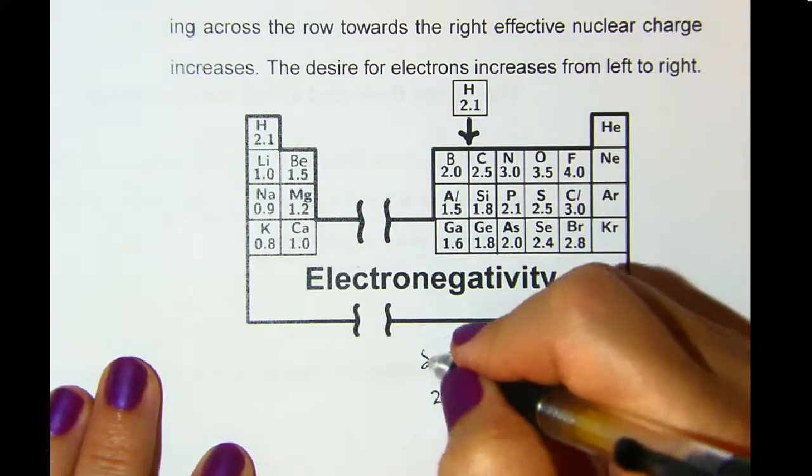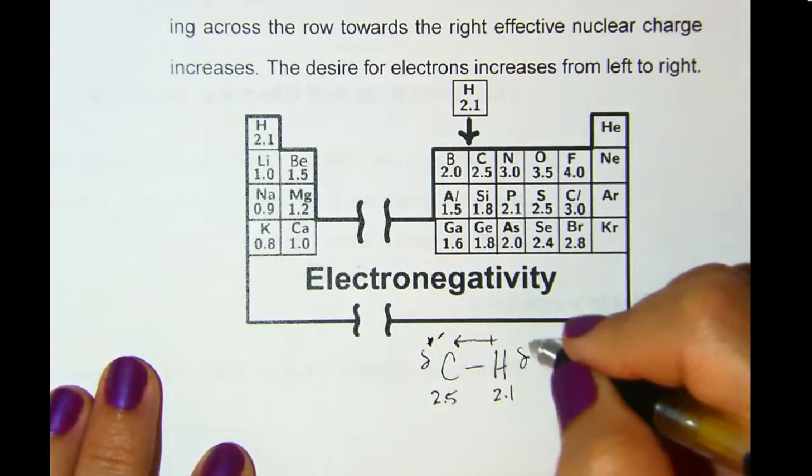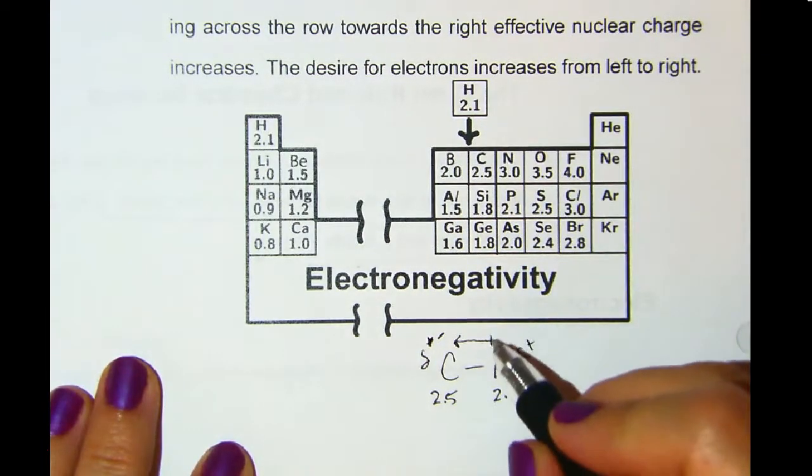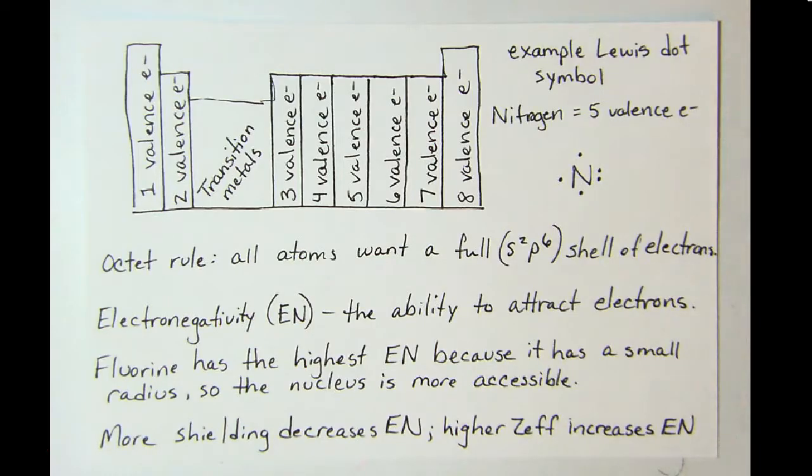causing a partial negative, and this becomes partially positive, which you can see denoted with the plus at the end of the arrow tail. Here's your note card for this section.